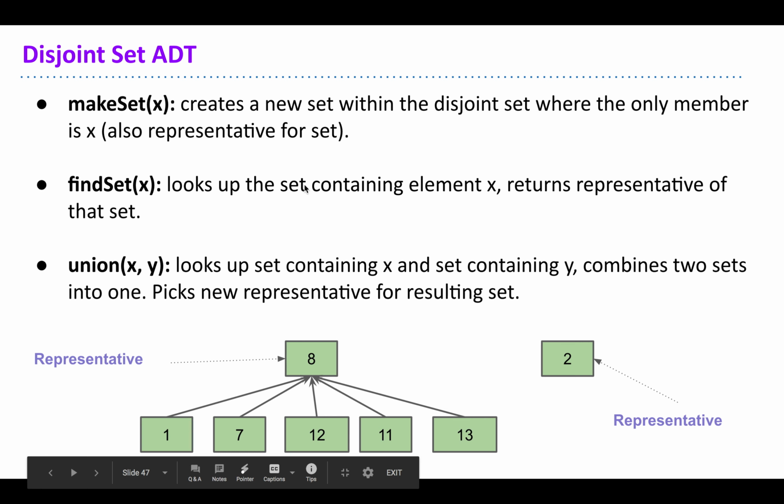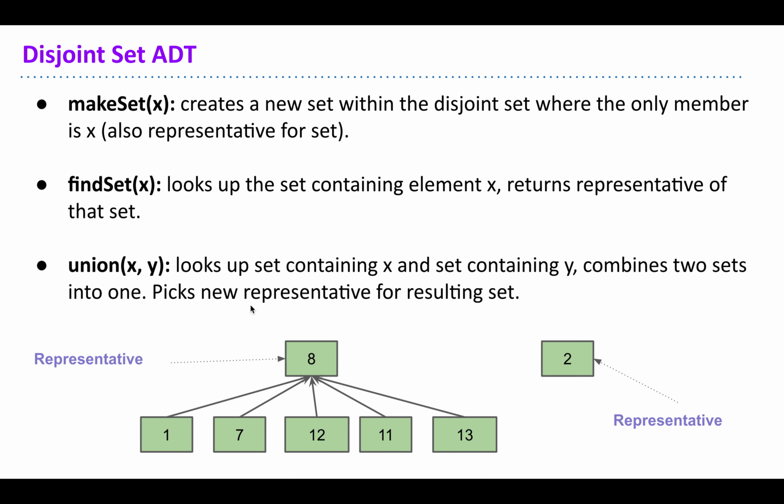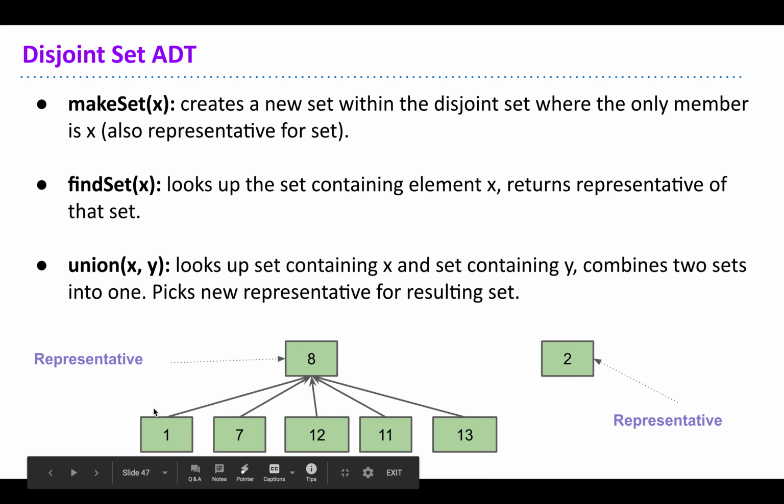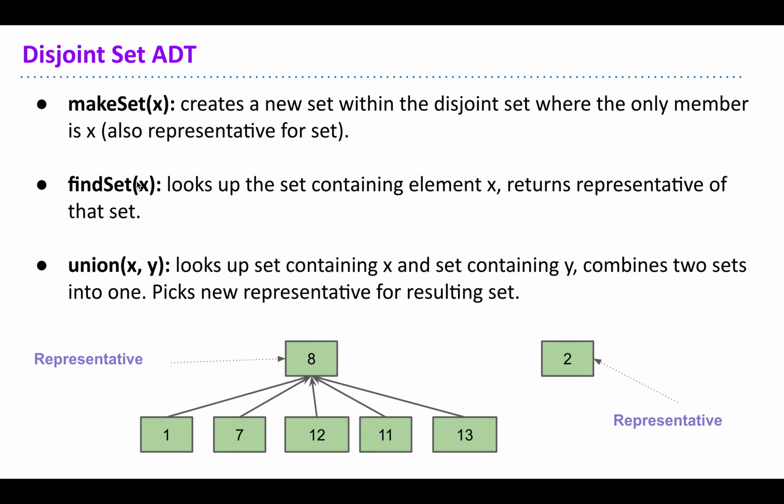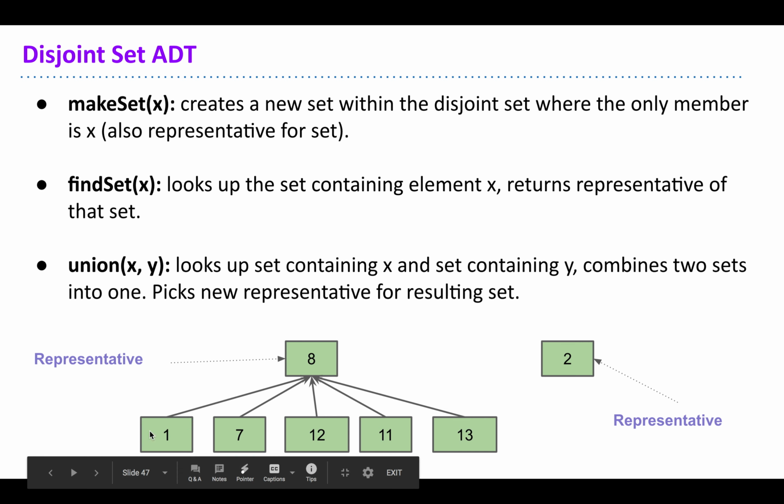So find set just returns that representative. If I wanted to know if 1 and 13 were in the same set, I could call find set twice and compare the representatives. I could call find set of 1, and that's going to return 8 because it keeps going up this tree until it can't anymore. So I jump to 8 and then I can't jump up anymore because 8's not connected to anything. So I say 8's my representative. It's at the very top of this disjoint set. Then for 13, I'd start at 13, jump up, and see 8. And so you know that 1 and 13 are part of the same set because their representatives are the same.